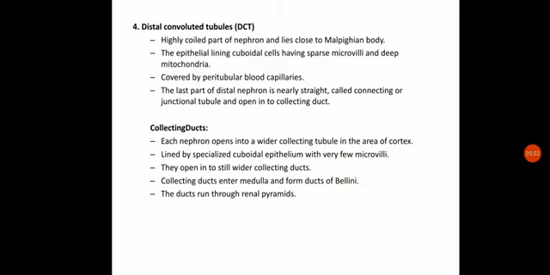Now, next, the ducts run through the renal pyramids. These ducts will be running through the renal pyramids. So these collecting ducts will be connected with all the renal pyramids, through which they will be getting the fluid from the nephrons, which will be further converted into urine.